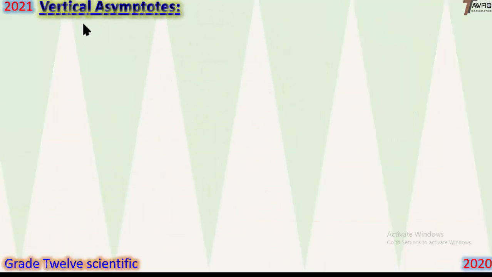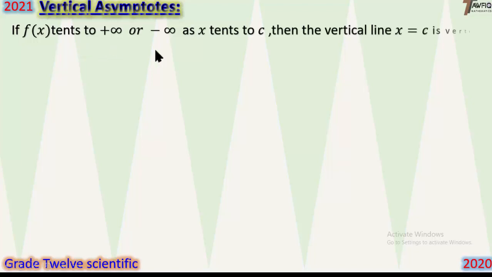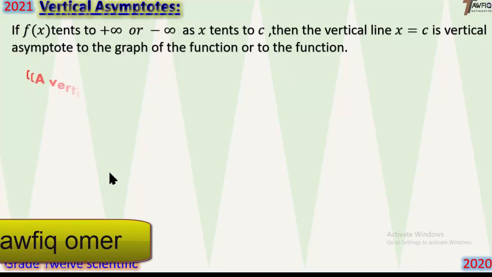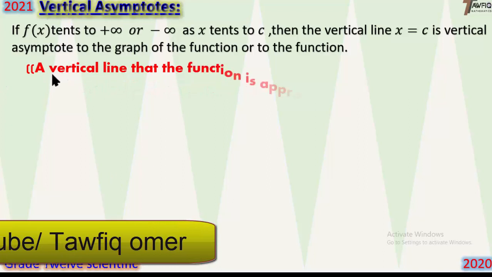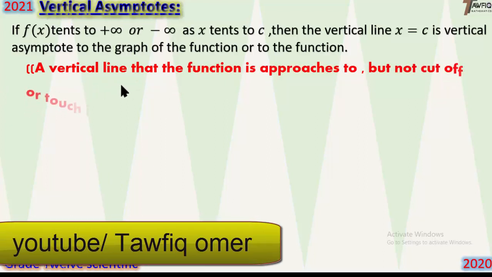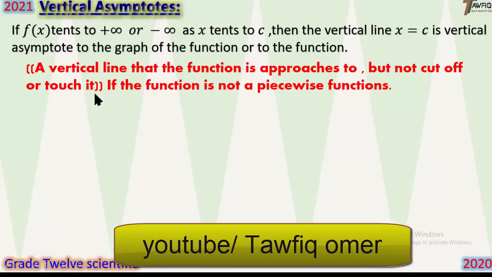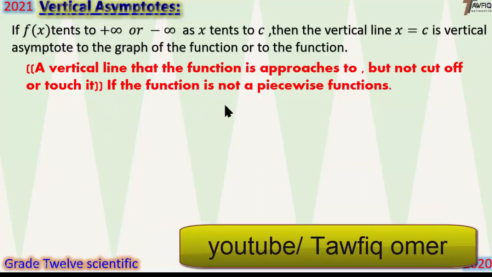A vertical asymptote. If f(x) tends to positive infinity or negative infinity as x tends to c, then the vertical line x equals c is a vertical asymptote to the graph of the function. It is a vertical line that the function approaches but does not cut or touch, if the function is not a piecewise function.